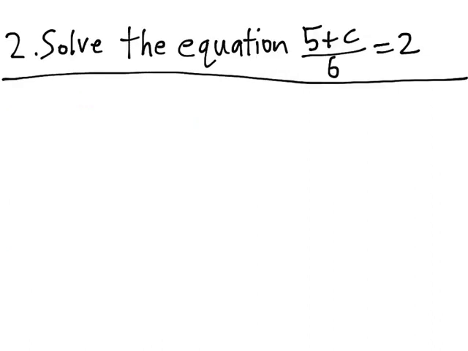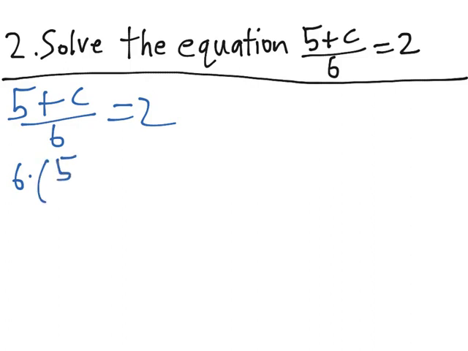Problem 2. Solve the equation (5 plus c) all over 6 is equal to 2. Again, let's start by writing the equation (5 plus c) over 6 equals 2. Now we want to undo this division by 6, so let's multiply both sides by 6. 6 times (5 plus c) over 6 equals 6 times 2.